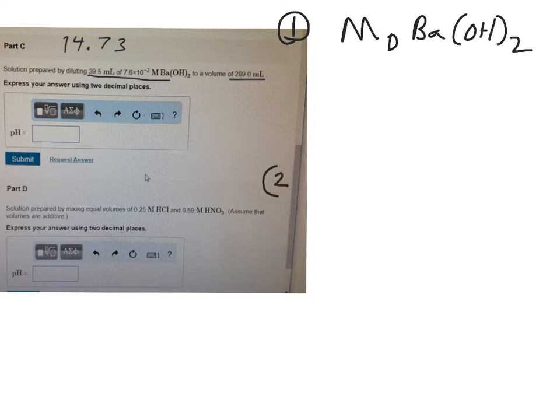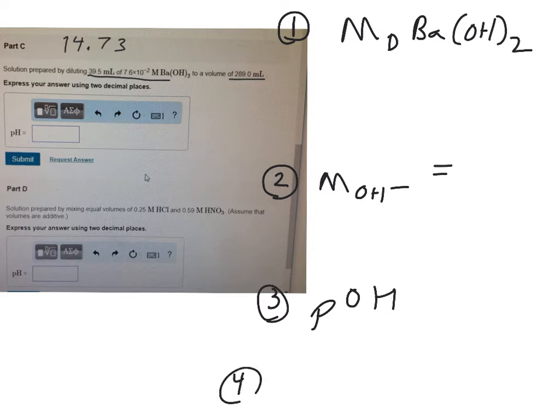In order to solve this problem, I'm going to follow a couple easy steps. First, I'm going to calculate my new concentration in the dilute solution, so I'm calling it MD, the dilute solution of barium hydroxide. Once I have that, I'll be able to calculate the molarity of my hydroxide. With that, I'll be able to calculate my pOH, and for my pOH, I'll calculate my pH. So let's execute.